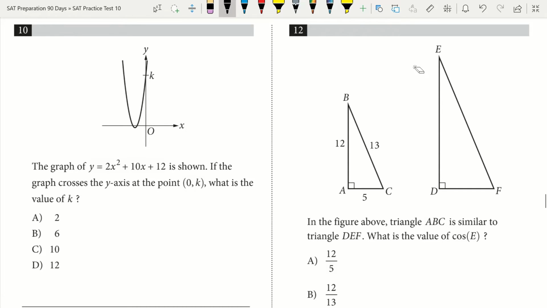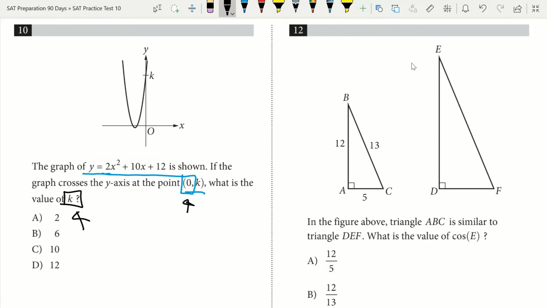All right, so we've got a graph here of y equals 2x squared plus 10x plus 12. If the graph crosses the y-axis at the point (0, k), what is the value of k? The big thing I'm looking at here is they're giving me a 0 point. That's really nice and beneficial. Since x is 0, all I have to do is plug in 0 for x and find what y equals. That's what the value of k will be.